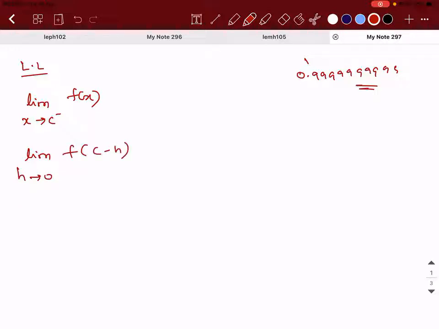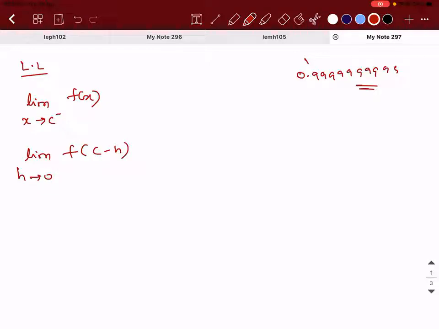Do you remember this? How many of you remember? What are we doing here? So limit x tends to c minus is something like a substitution. You're shifting the variable from x to some value h, where that h is tending to 0. What is the meaning of it? 1 minus 0.999999 is approximately 0 is what I'm trying to say.